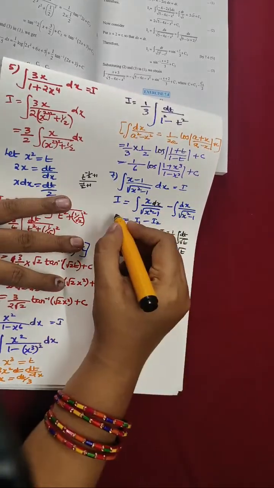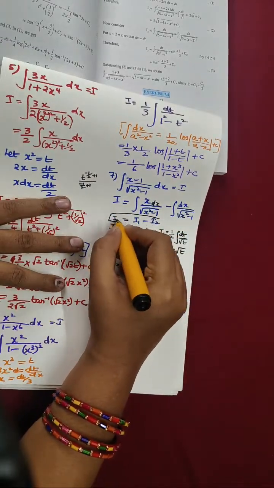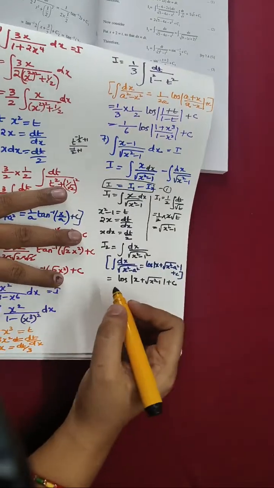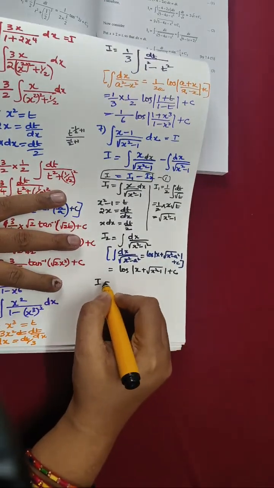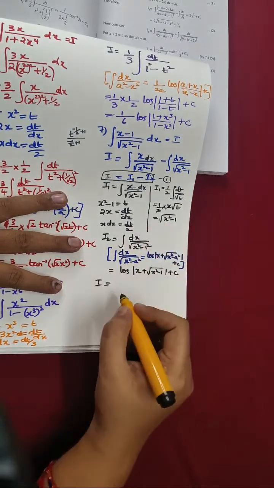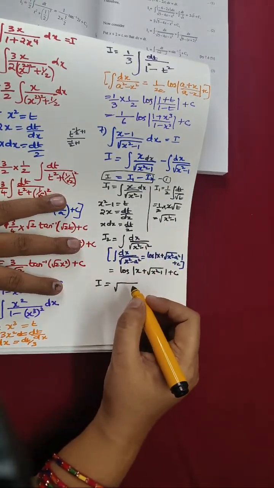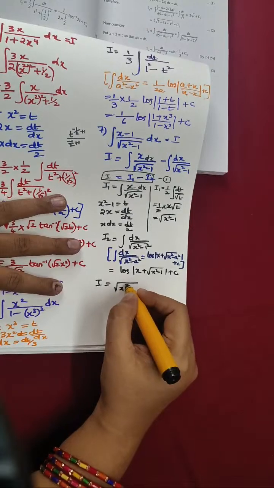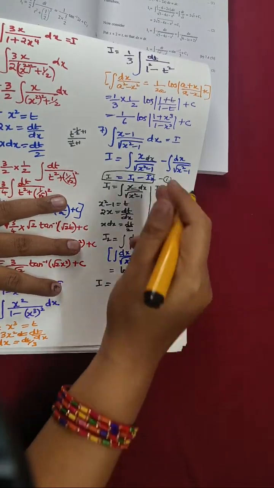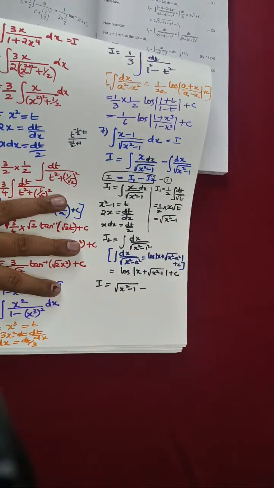And we'll substitute here. Let us take this as the first equation. Substitute the I1 and I2 values here. So I will become, what is the I1 value? Root of x square minus 1, and in between you have minus.